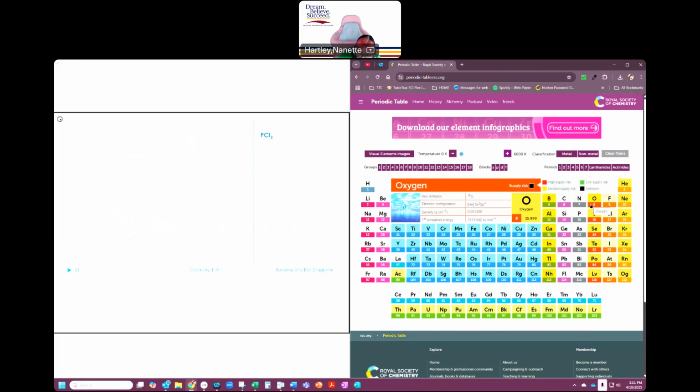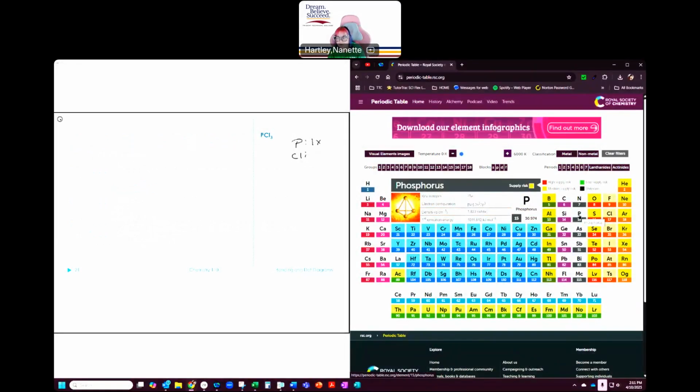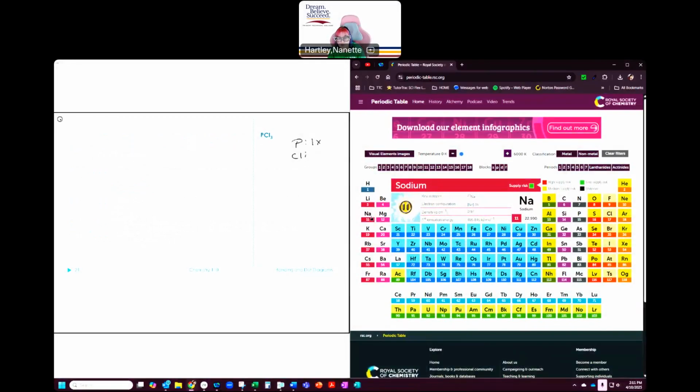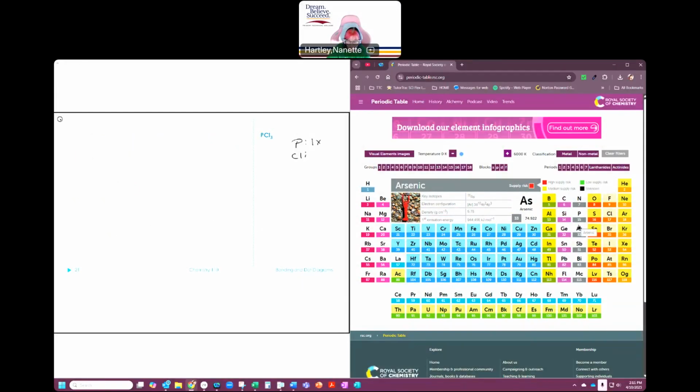Take PCl3. That contains a phosphorus and some chlorine. So I have 1 phosphorus. Based on my periodic table, I find it right here. Now I count how many electrons are in this row: 1, 2, 3, 4, 5. So there are 5 in that row. That means I have 5 valence electrons from phosphorus that are being contributed to this particular molecule.